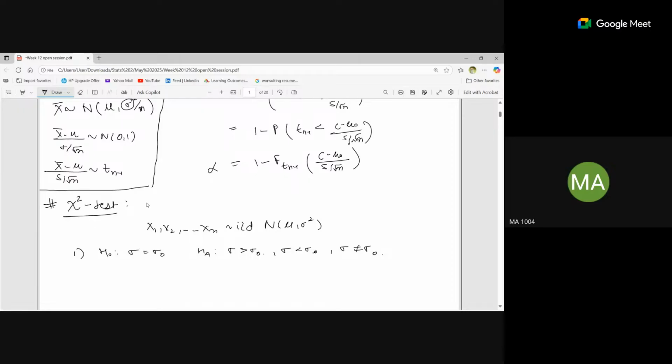So chi-square test is used for the variance. Like we use Z test for the mean and T test for the mean, similarly, we use chi-square test for the variances. So this would be my null hypothesis, which is sigma equals sigma naught, and this will be my alternative hypothesis. Now here, my test statistic would be T equals S square, which is my sample variance. And what is the sample variance? Sample variance is summation of xi minus x bar whole square divided by n minus 1, correct?